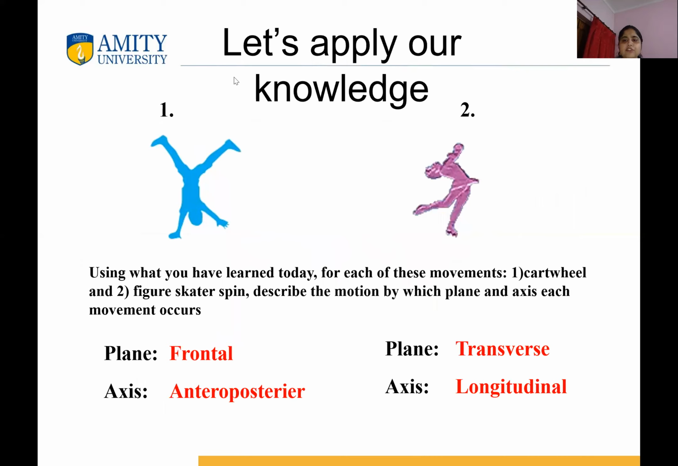Let's apply our knowledge. Using what you have learned today, for each of these movements, cartwheel and figure skater spin, describe the motion by which plane and axis each movement occurs. In the first picture, it is a cartwheel kind of movement. So in this, the plane is frontal, the axis is anterior posterior. On the contrary, when you see a figure skater spin, the plane is transverse and the axis is longitudinal.